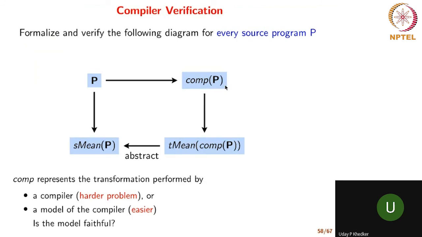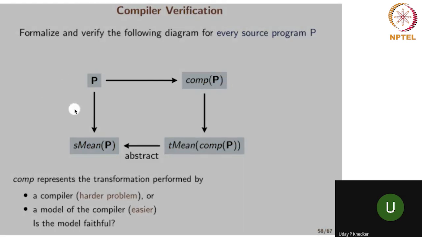Let's talk about compiler verification. So what does compiler verification mean? You have a program P, and let comp P represent the compilation of P, and let S mean P represent the semantics or the meaning of the source program P, and let T mean represent the meaning of the target language. So you have a meaning of the program P, and you have a compiled program, and you have a meaning of the compiled program on the target machine. This is the source language, this is the target language. So these are two semantics expressed in two different languages.